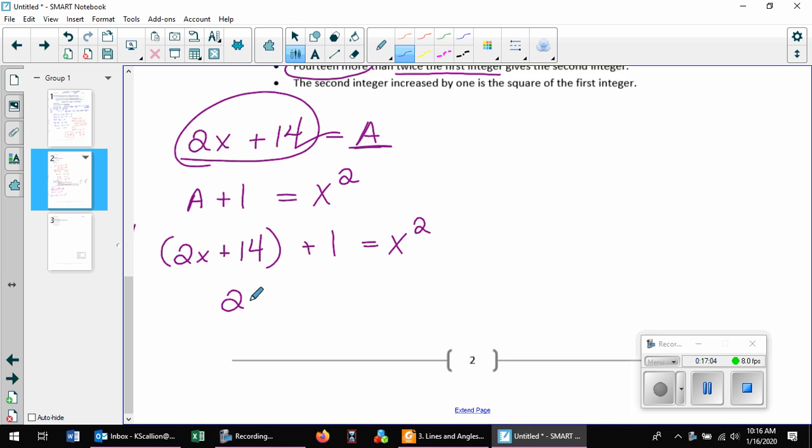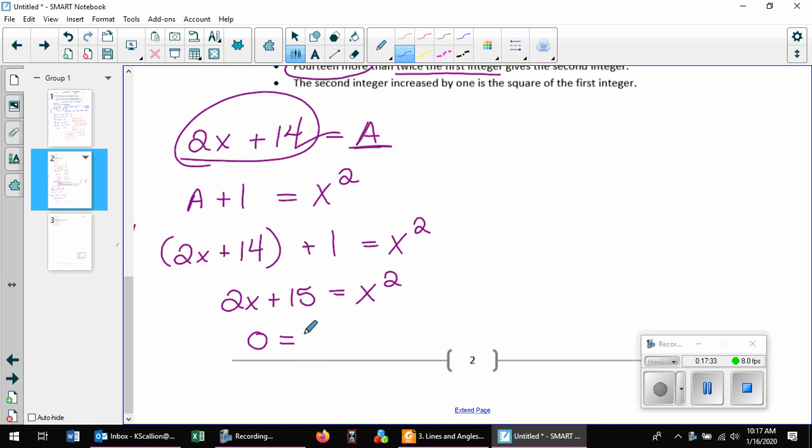So I'm going to have 2x plus 15 equals x squared. Now you have to use your math, all the skills that you have, to solve this. So we are going to do what? We're going to factor it, right? If we're factoring it, it has to equal 0. I'm probably going to bring the left-hand side to the right-hand side because my x squared is already positive.